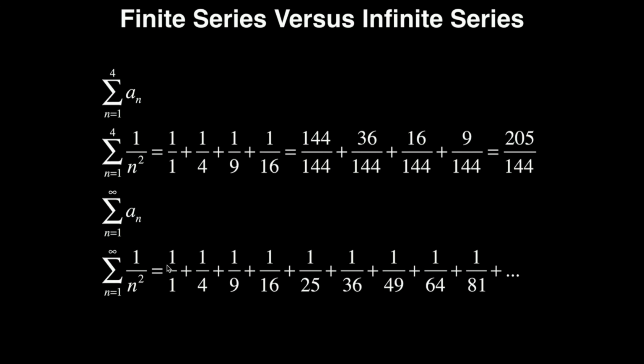Well, I'm going to have 1 over 1 plus 1 over 4 plus 1 over 9 plus 1 over 16, 1 over 25, 1 over 36, 1 over 49, and so on and so forth. And you're going to add an infinite number of these terms, okay? Now, to preface where we're going next, if I add up an infinite number of terms, even though I'm adding an infinite number of them, two things could happen.